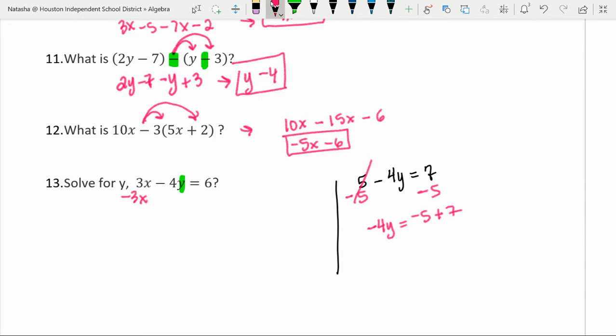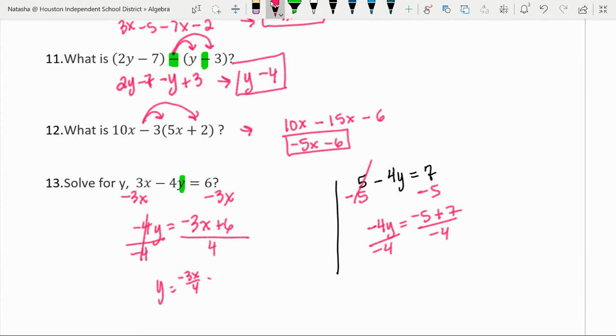So we're going to subtract 3x from both sides, and I'm going to rewrite my equation. So that's going to be negative 4y is equal to negative 3x plus 6. We're then going to divide by negative 4, divide by negative 4. Just like here we did on the right with the right equation, I'm going to divide by negative 4. That cancels. Now, I must divide every term by 4. So this is going to be y is equal to, now I can rewrite this to be negative 3x over 4 plus 6 over 4.